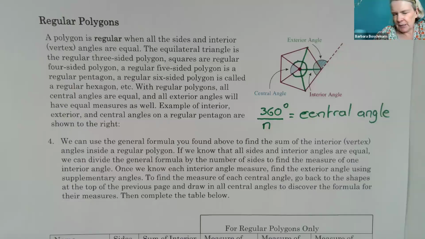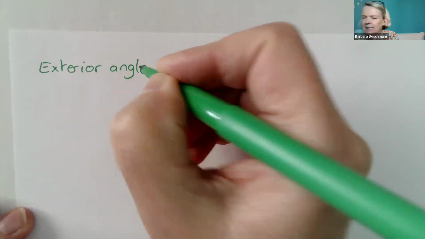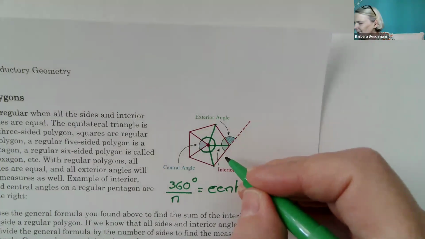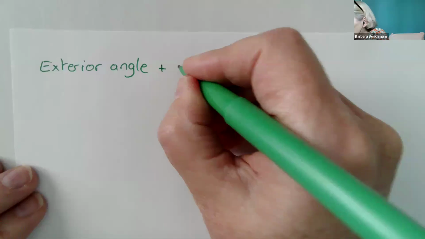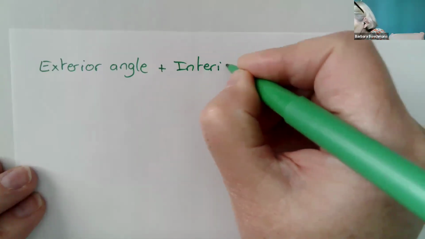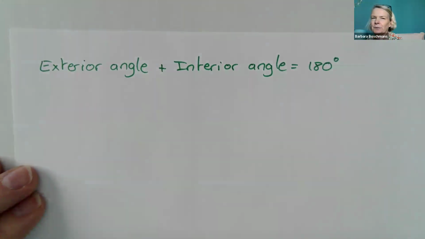Okay, now for the exterior angle, let's think about that a little bit as well. So I'm going to take an extra piece of paper and show you some work. Just follow along. So right here, an exterior angle is where you extend the side of any polygon. So if you see right here, you see that the side is extended. That's the exterior angle. The exterior angle plus the interior angle make a straight line, which we know is 180 degrees.